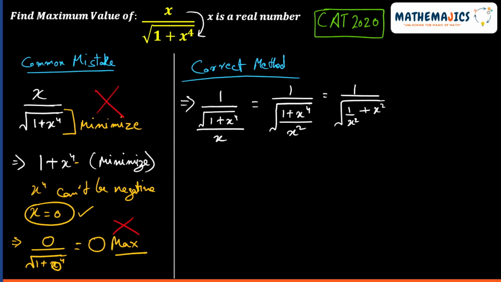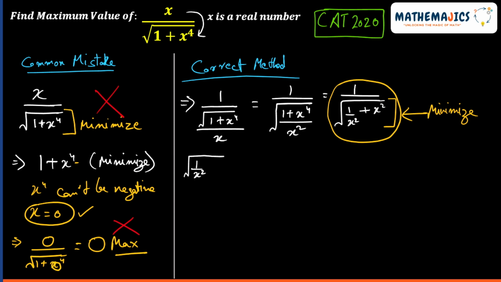Now I will come to that basic concept that we were discussing in the common mistake. What is that basic concept? If you need to make this fraction maximum, we need to make this denominator minimum. So let's try to minimize this denominator. The denominator is the square root of 1 by x square plus x square. Forget about the square root for the time being. Let's look at 1 by x square plus x square.